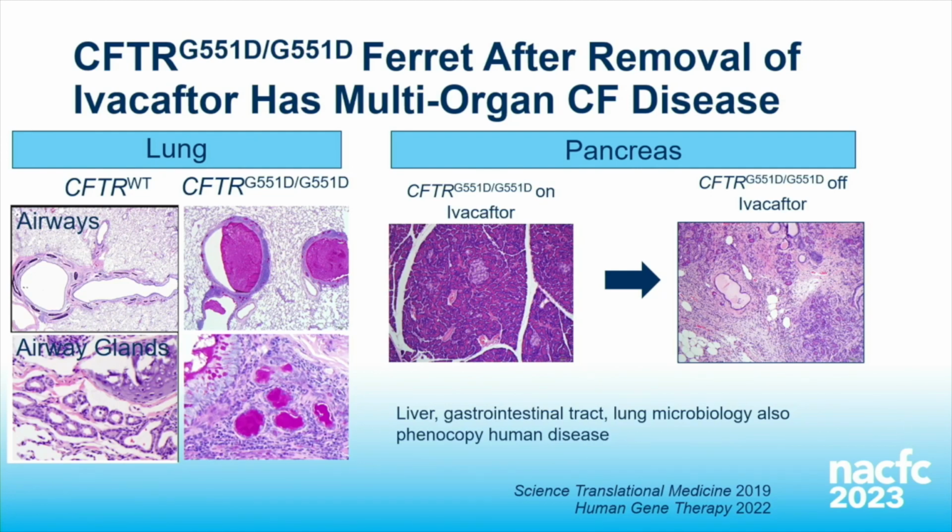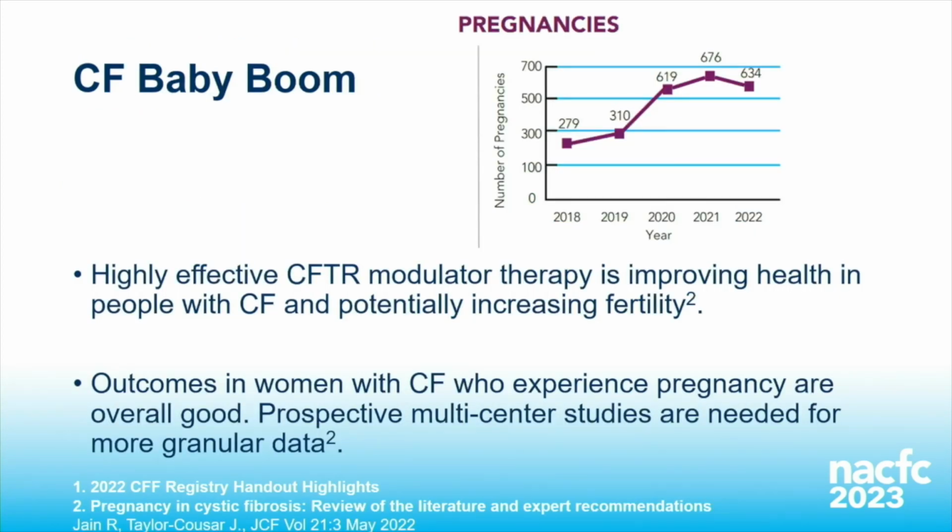So basically the short version is John Engelhardt and others have shown our CF ferrets have multi-organ CF disease, lung, pancreas, GI tract, liver, and so on, but that is not the topic for today's talk. The topic today is about the CF baby boom. This is lifted directly from the CFF registry and a very nice review article written very recently.